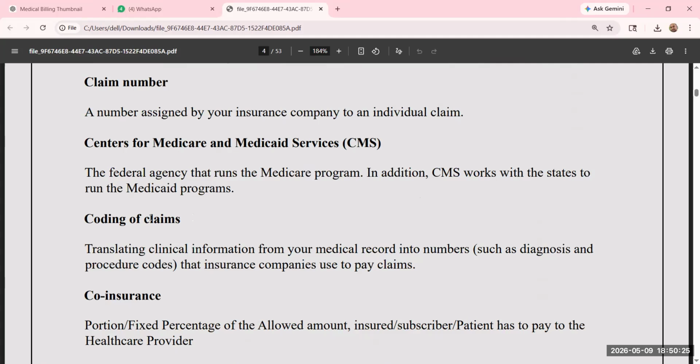Coding of claims is translating clinical information from your medical record into numbers, such as diagnosis and procedure codes, that insurance companies use to pay the claim. So what is the definition of coding they are explaining here? Translating clinical information like the medical record, the medical document, into numbers such as diagnosis and procedure codes. That is called coding, which insurance companies use to pay for that service.